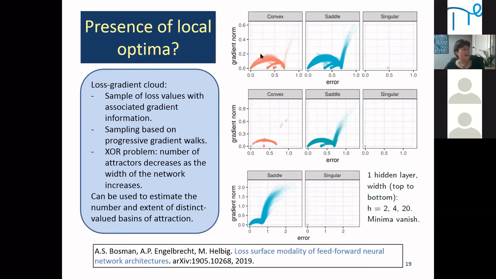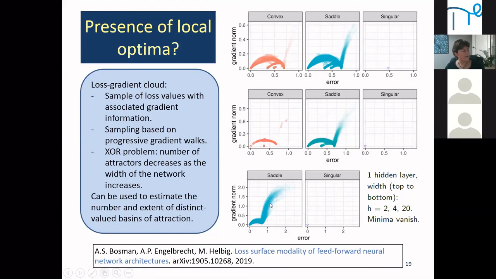If it's convex, we're talking about a local minima. If it's a saddle point, it's not a local minima. Now, what this study showed is that with one hidden layer, the XOR problem had four minima. And as the number of layers increases, we end up with no minima. We only end up with saddle points.